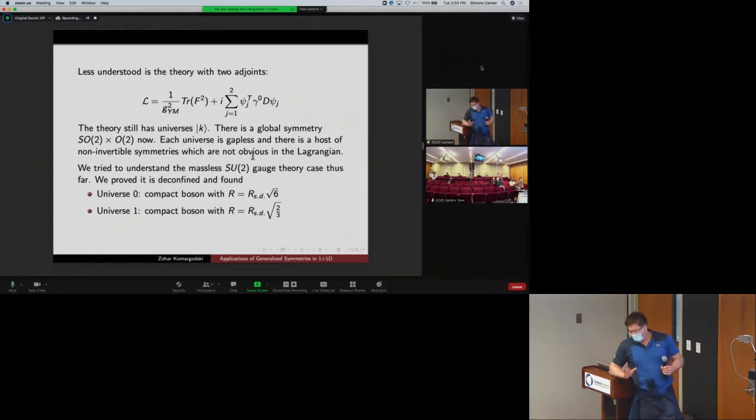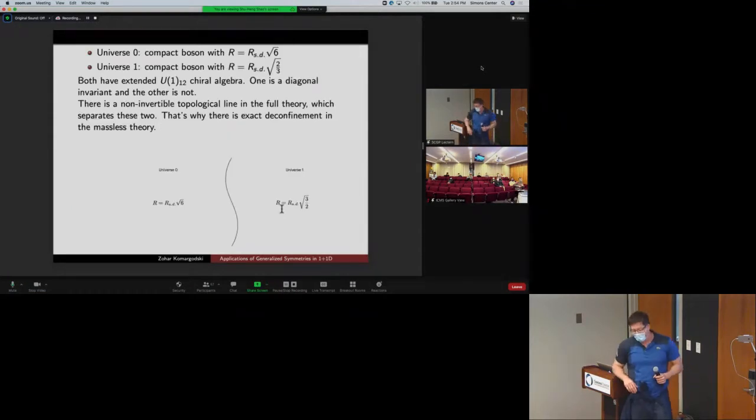In general, I don't know what this does, but for SU(2) gauge theory, again, we found some non-invertible symmetries. The conclusion for SU(2) gauge theory is that it's gapless. There are two universes or two sectors, one with k equals 0, one with k equals 1, describing zero strings or one string. They're both gapless, and they flow to the Luttinger liquid, or just a compact boson in high energy physics parlance, with this particular radius. To obtain this radius, checking the consistency requires some non-invertible symmetries. And one interesting thing is that the two universes are separated by a topological line defect that's present in this theory.